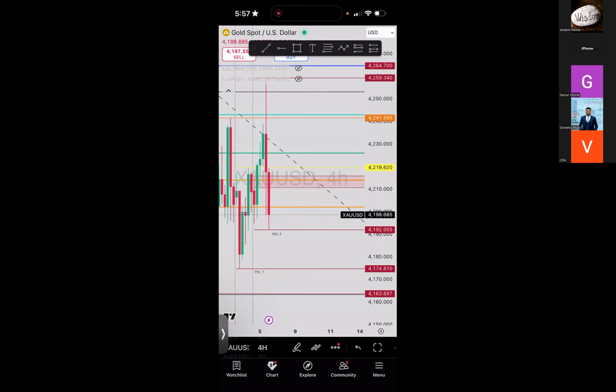But what did he do? Did he trade into the fair value gap of the 4-hour? No. Remember, there's the fair value gap above that candle.